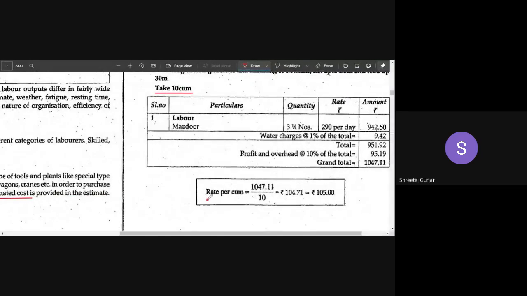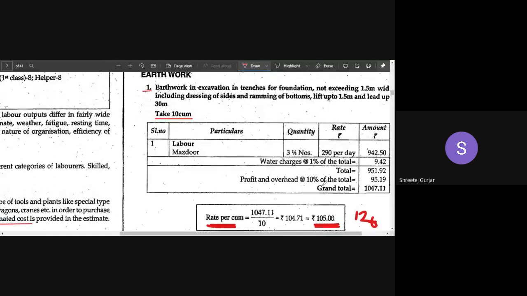For example, the answer here is 105, the per cubic meter rate is 105. Your answer may be 120 or it may be 100. It will not be exactly 105, because the rate which you have considered may vary, and the quantity of labor which you have taken may vary. It is not standard everywhere.